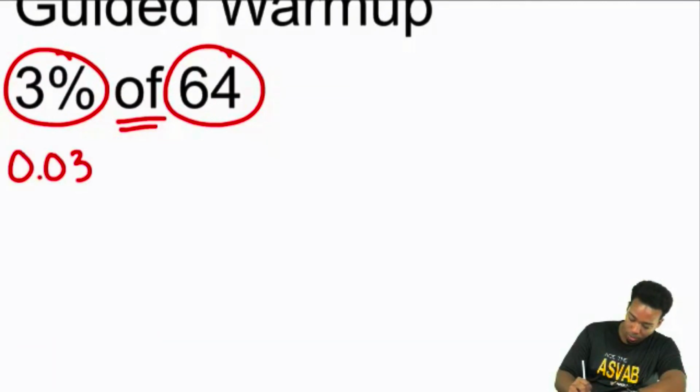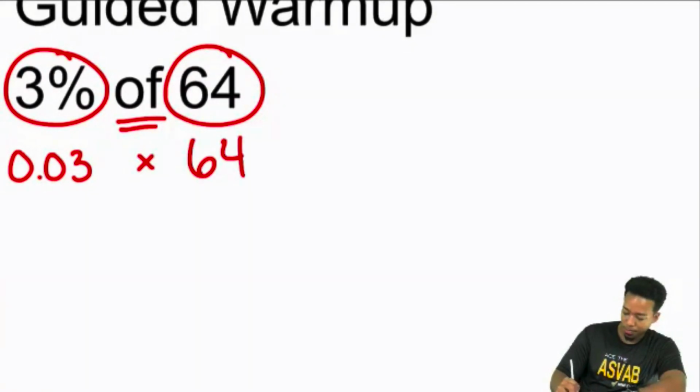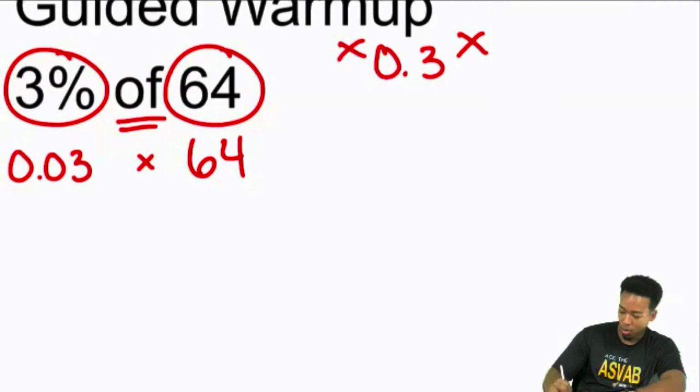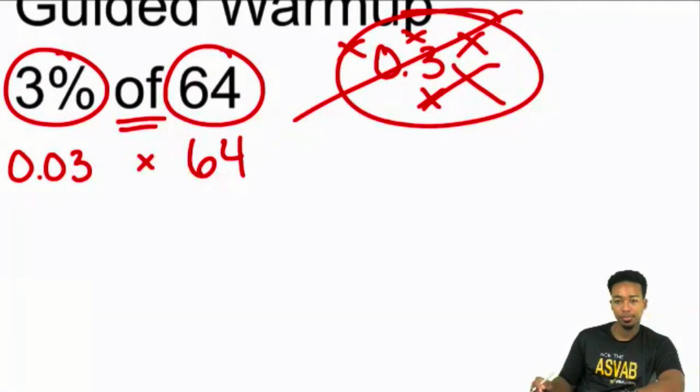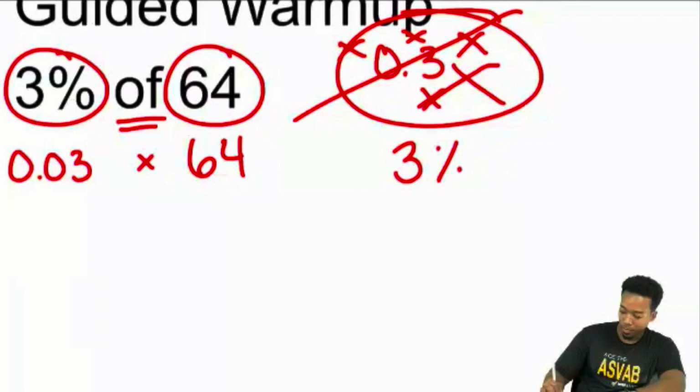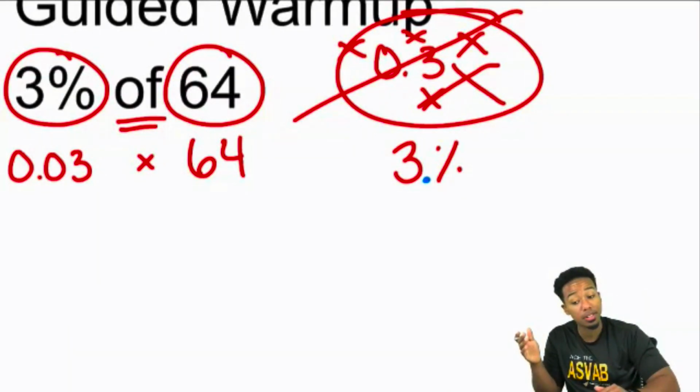So what we'll have is 0.03. Everybody, again, the word of means what? Multiplication, and then 64. So pause for a second. It is not going to be 0.3. No, it's going to be 0.03. So what you're going to do, remember, is take that decimal place. How many times do you move it, everybody?